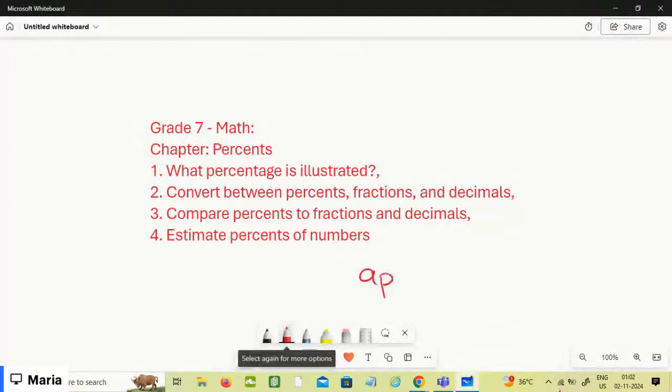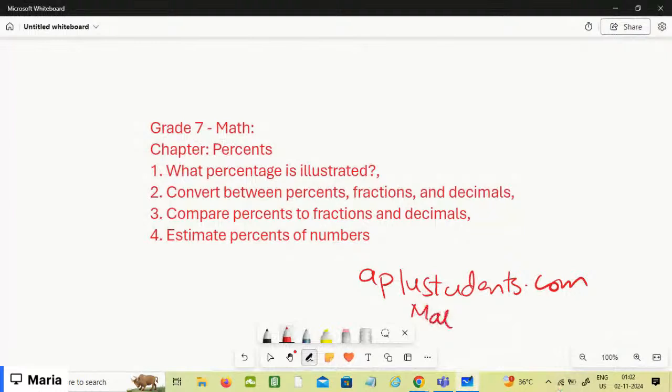You can find all the lessons on aplusstudents.com. You have to log in there using your email address and password provided by the administrator. Then you have to select math from the subject tab. Scroll down to grade 7 math and then click on view all lessons. There you can find a list of the chapters. We're going to start with the chapter percents.